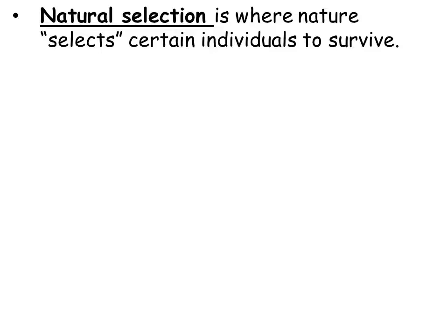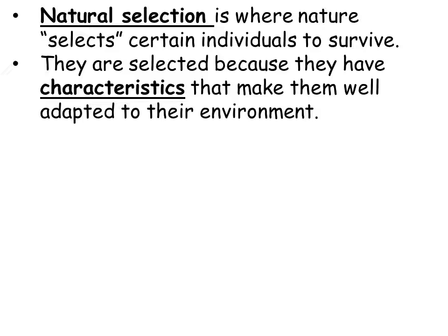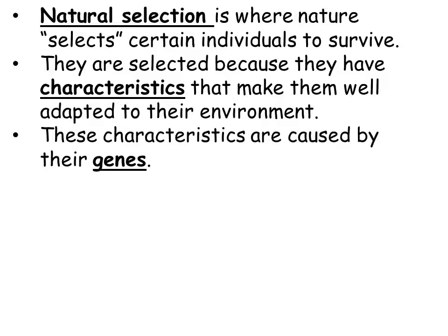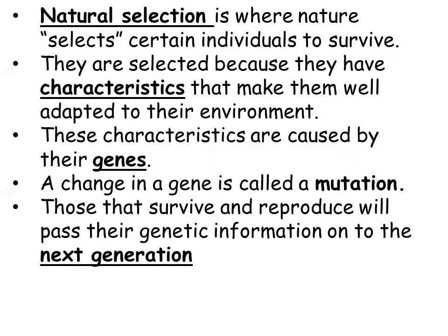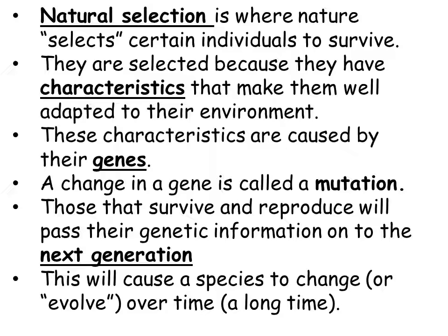Okay, again, getting a few of the keywords out of the way. Natural selection is where nature selects certain individuals to survive. They will be selected because they have characteristics that make them better adapted to their environment or lifestyle. These characteristics are caused by their genes in the DNA, and the changes in the genes are caused by mutations. So those individuals that survive and reproduce will pass these genes on to the next generation so they can be expressed again. This, over a very, very long period of time, will cause a species to change or evolve.